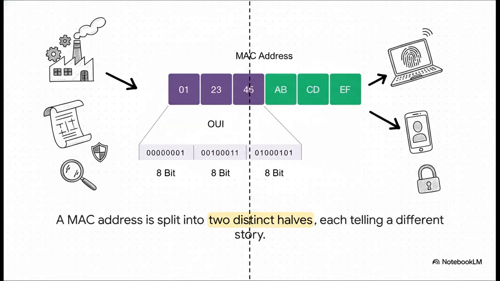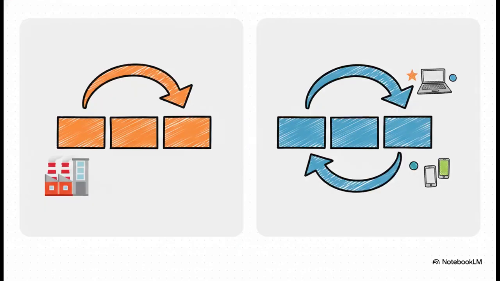And this is where it gets really cool. That address is not just a random jumble of characters. It's actually split right down the middle into 2 halves. And each half tells a completely different story about that device. Let's break that down. The first half is called the OUI, which stands for Organizationally Unique Identifier. This is the part that identifies the manufacturer. You can think of it as the company's signature. The second half is the device identifier, basically the unique serial number that the company gives to that specific card.